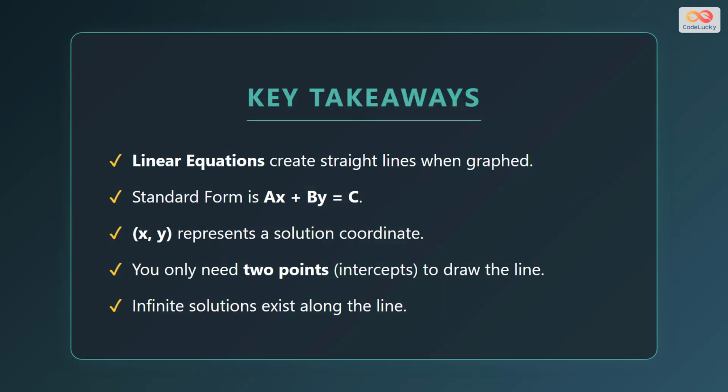To wrap up, remember that linear equations form straight lines. The standard form is Ax + By = C. A solution is a coordinate pair (x, y). And finally, finding the two intercepts is the fastest way to sketch the graph.